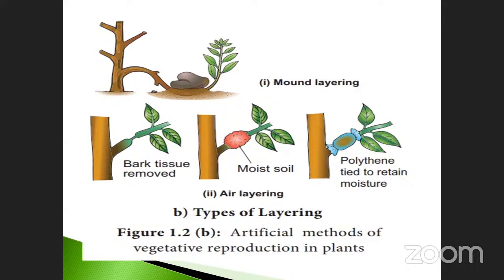As a result, roots originate from the upper part in this area. Root formation takes place here. After the formation of roots, we can remove the covers, make a cut here, and place it in a favorable condition. This is also called air layering. Okay, so go to the next one.